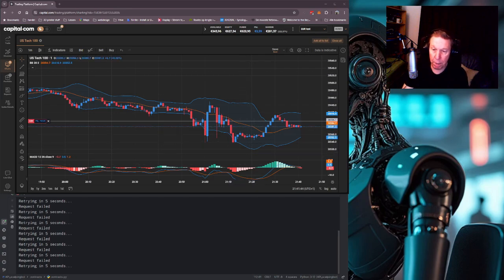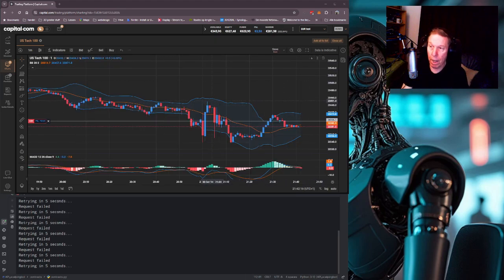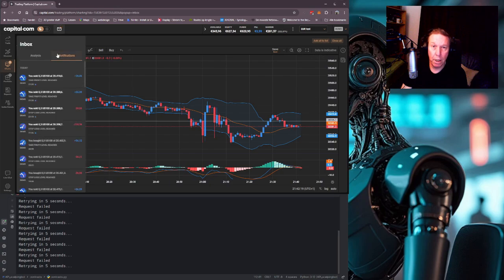So if I take the bot back, where's my bot? There is the bot. I'll show you guys the bot too. When I look at the bot, then that 3.23 is counted in. So maybe we will end around something like minus 20. And that is good, because something else I noticed what happened during the day, and I will show you that too.